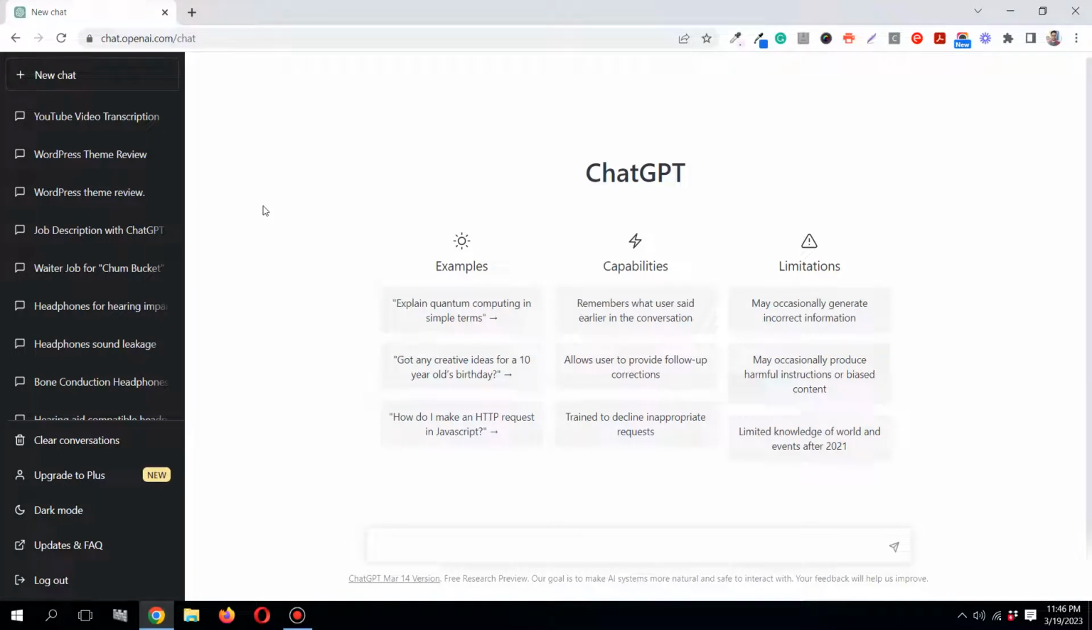If you're writing a research proposal and you do not have any specific ideas about the topic that you have selected, then you can use ChatGPT to help you out. So I'm going to show you how you can do that.